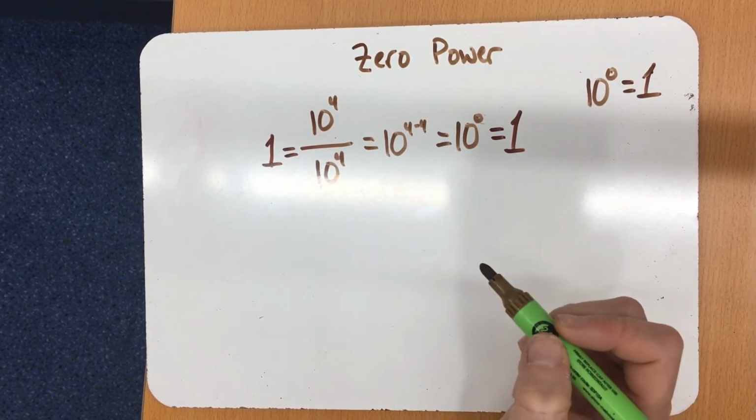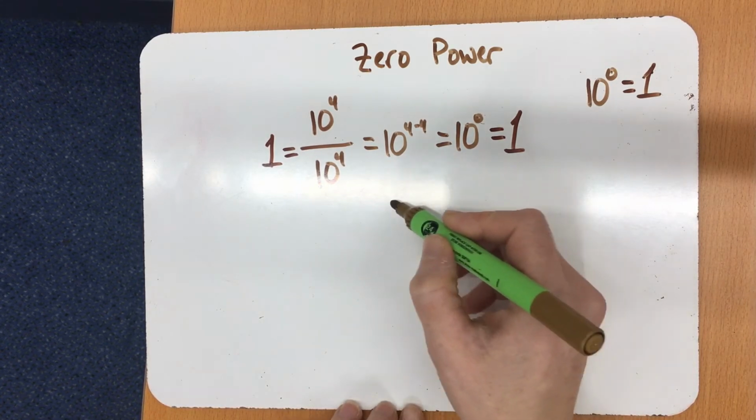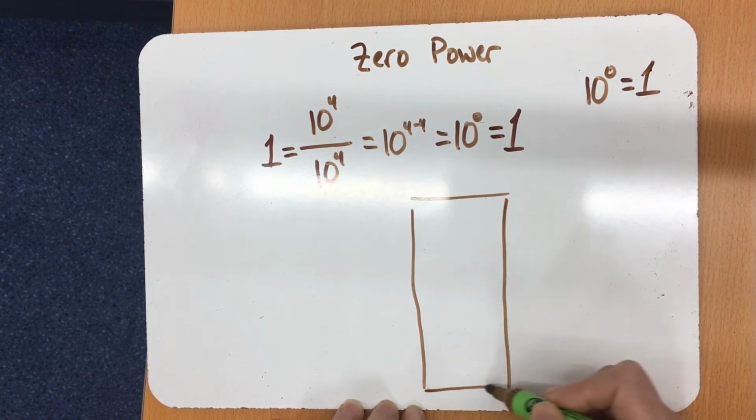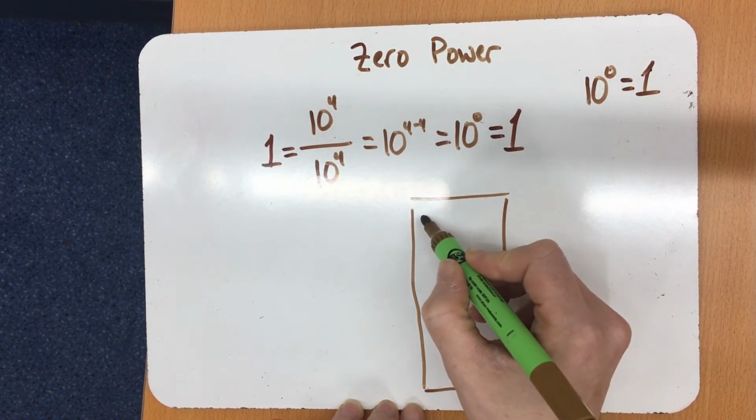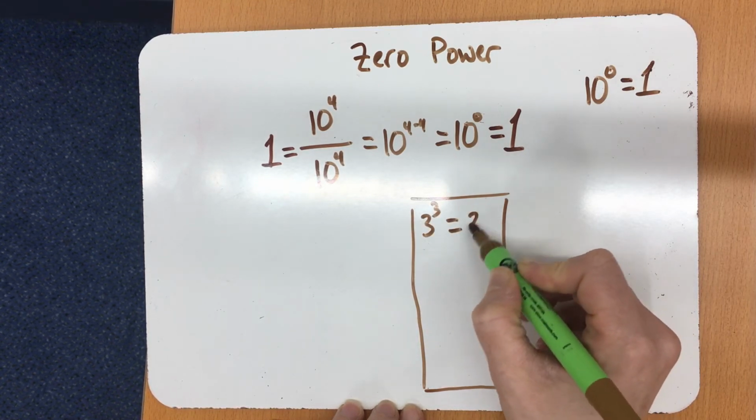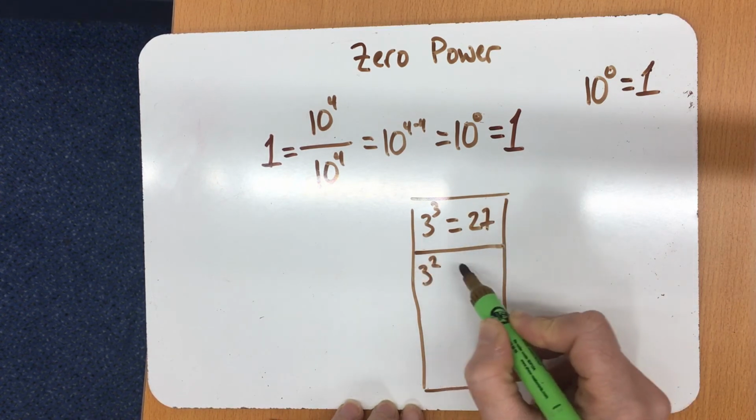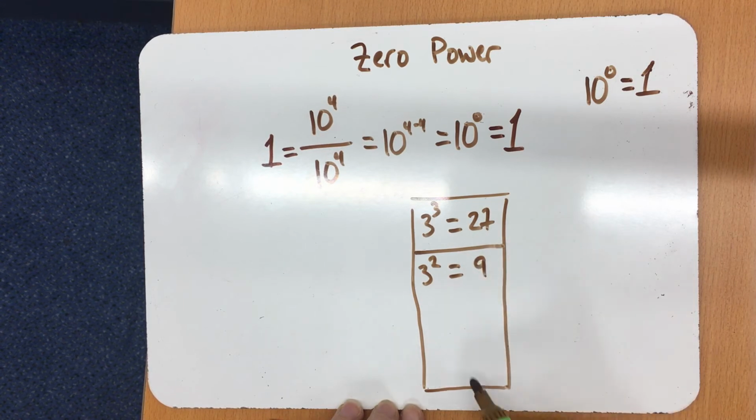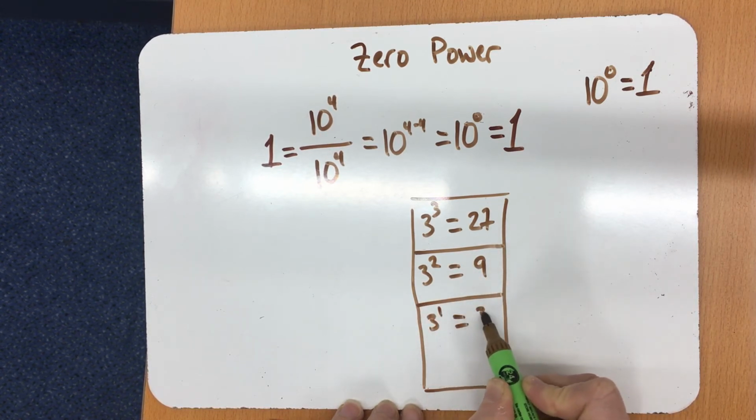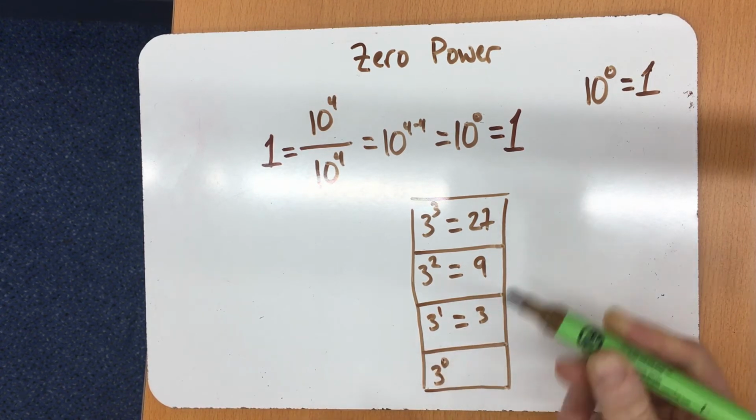And so I want you to think about, let's say, a pattern where we're taking the number 3 to different powers. So let's say I've got 3 to the third power, which is equal to 3 times 3 times 3, which is 27. And I've got 3 to the second power, which is 3 times 3, which is just 9. And then I've got 3 to the first power, which is just a single 3. And then I want to talk about 3 to the 0 power. So that's just going down the table.